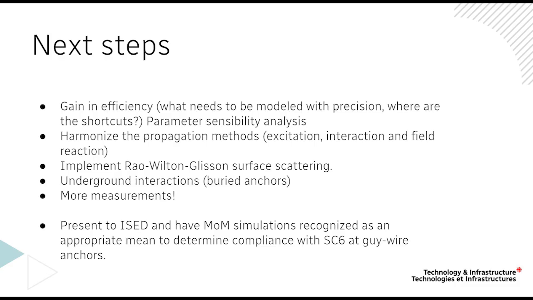Next step would be to implement surface scattering. So instead of using wires to represent things that are not wires, use actual 3D volumes and facets that would scatter the electromagnetics better than wires do. Also the underground interactions. Most of the anchors are below ground, and there are potentially things that happen there that we need to capture in order to predict the contact current better than the 13 dB difference that we have in the previous slides.